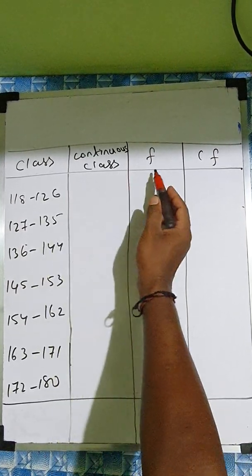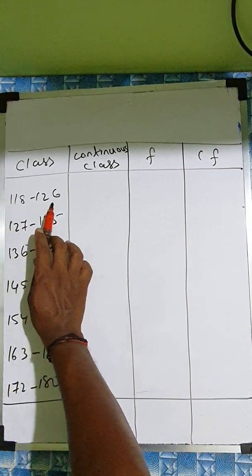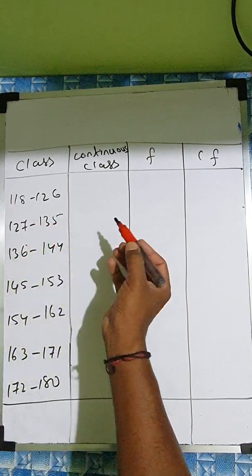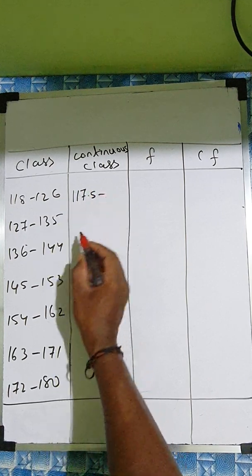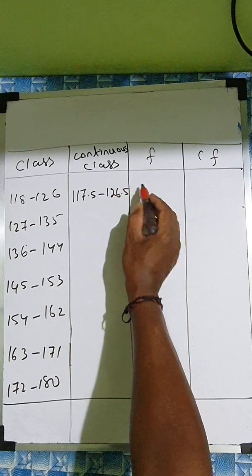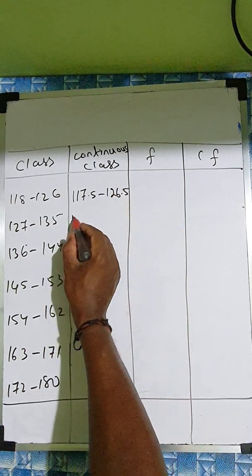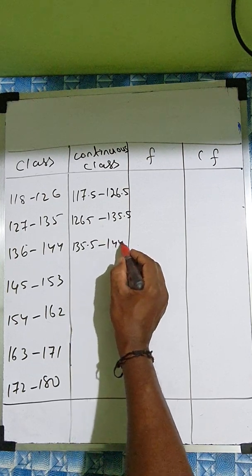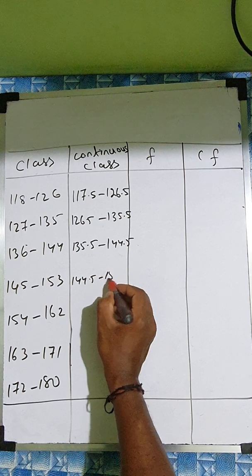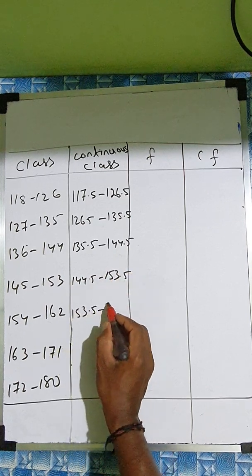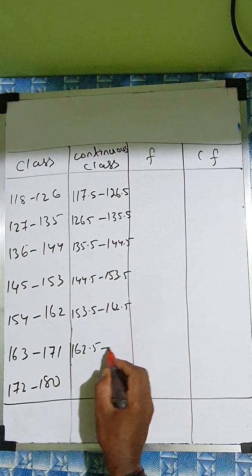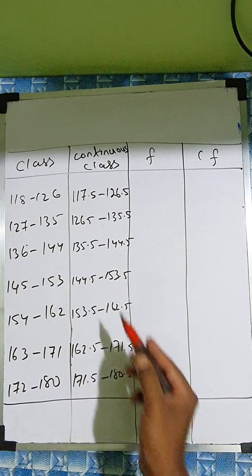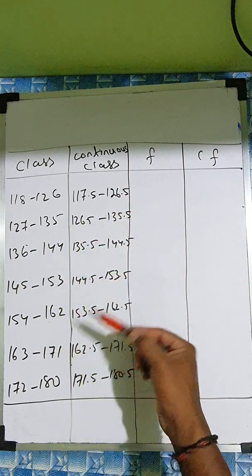So the columns are class, continuous class, frequency, cumulative frequency. I already told you 118 to 126, and then 127 comes, so we have to make it continuous. Subtract 0.5 from 118, so 118 minus 0.5 is 117.5. Again we add 0.5, so 126.5. After that it is easy: 126.5 to 135.5, 135.5 to 144.5, 144.5 to 153.5, 153.5 to 162.5, 162.5 to 171.5, and 171.5 to 180.5. Only for the first one you subtract, after that you add, and then it is continuous. No problem.